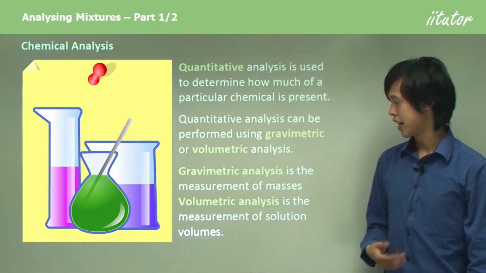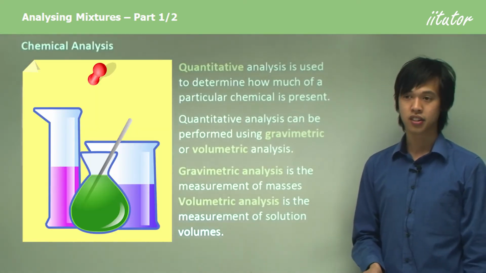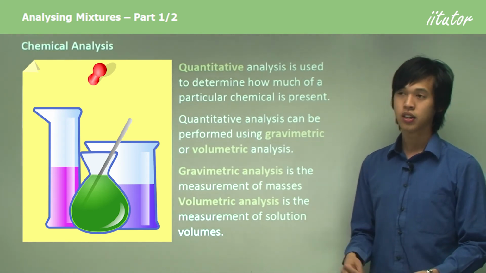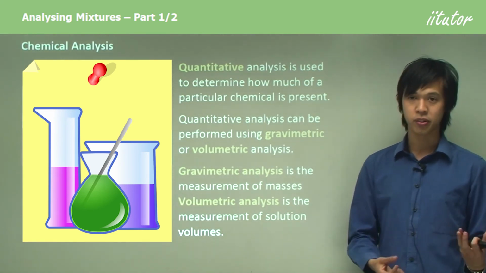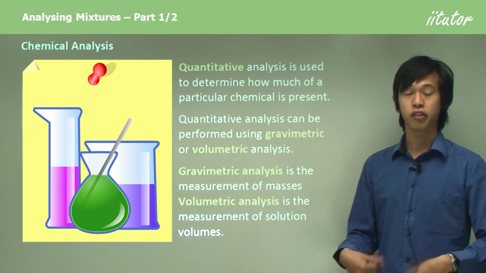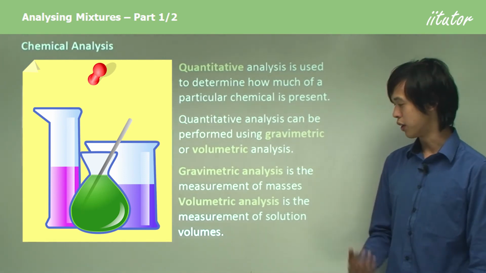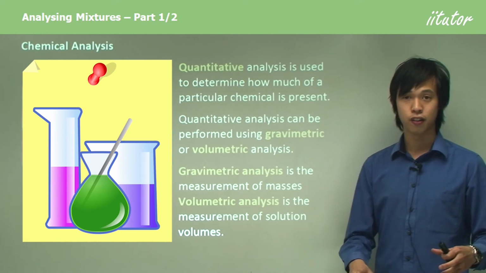So gravimetric analysis is the measurement of mass, okay? So if we took a sample and weighed it out, or performed a chemical reaction and weighed the products, that would be a gravimetric analysis. Whereas volumetric analysis is the measure of solution volumes.